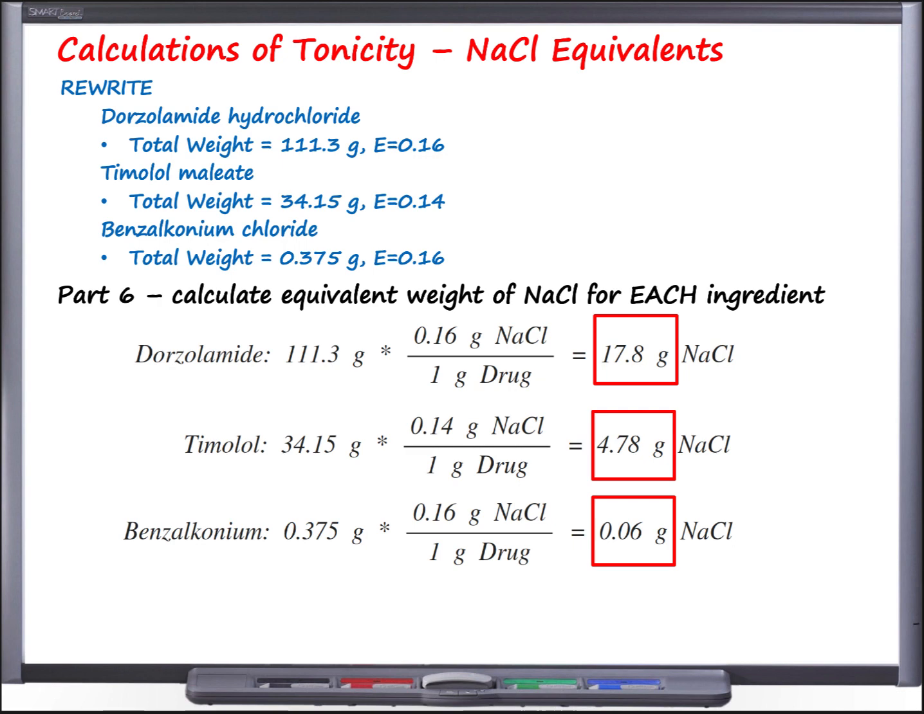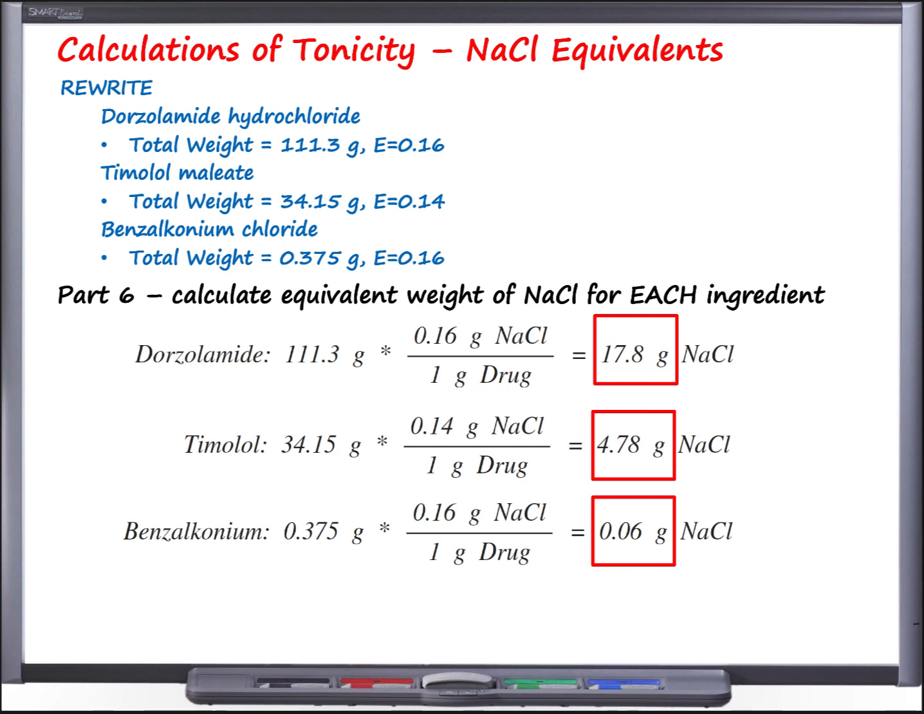On the other hand, 34.15 grams of timolol is equivalent to only having 4.78 grams of sodium chloride. And the amount of benzalkonium chloride we're using, the 0.375 grams, is equivalent to only having 0.06 grams of sodium chloride. So the next step is simply to add up all of those.